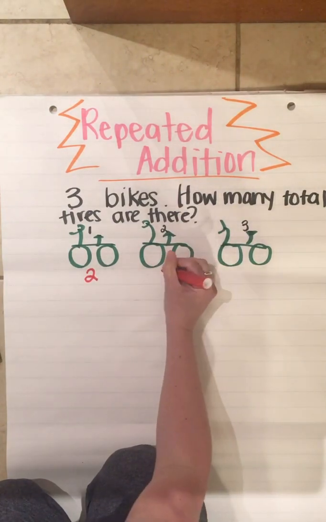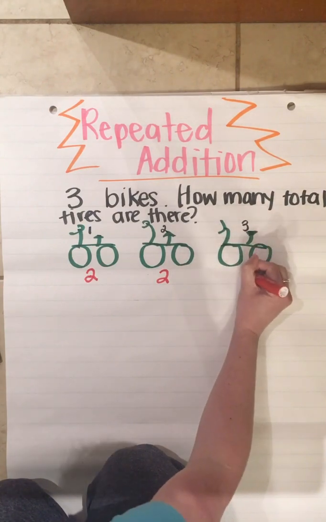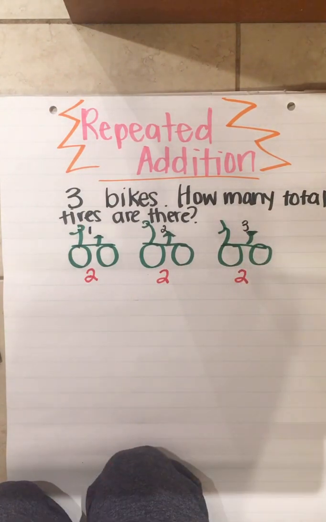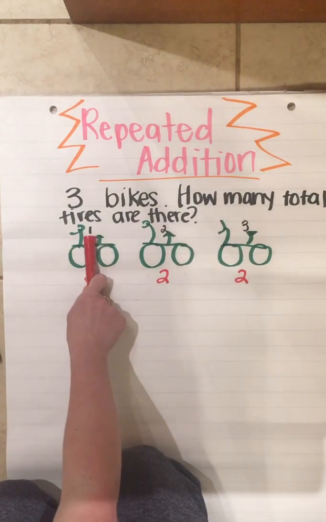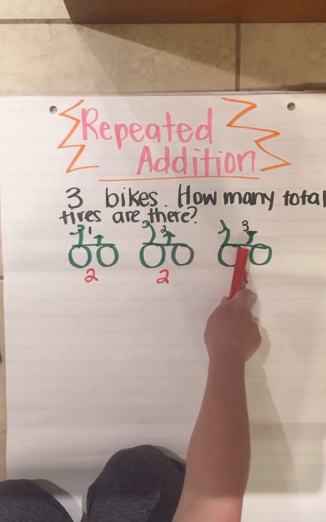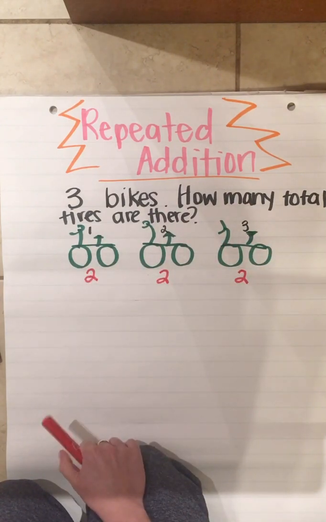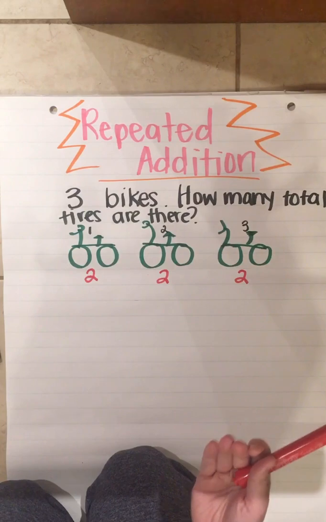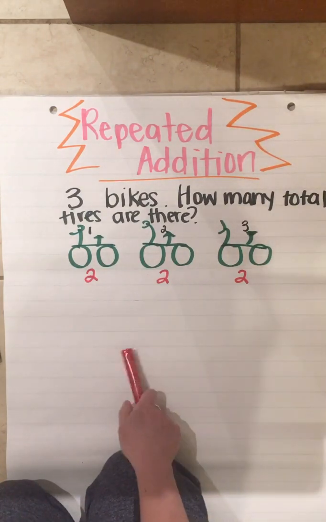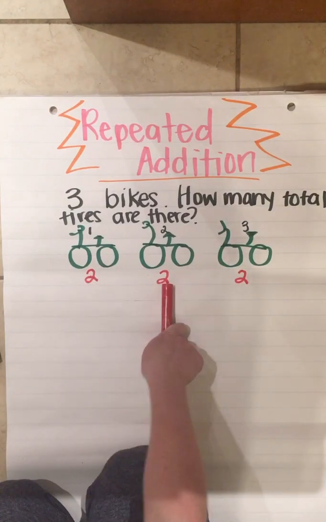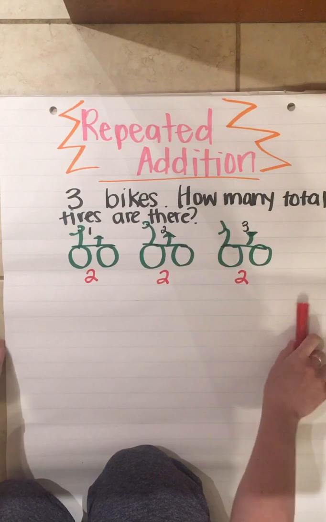Here's another bike, which would be another group of 2. And bike 3 would be yet another group of 2, okay? So I have 1, 2, 3 groups of 2 tires, okay? Now, to figure out how many tires I have in total, you've probably guessed what I have to do. I have to add this group plus this group plus this group, or 2 plus 2 plus 2, okay?